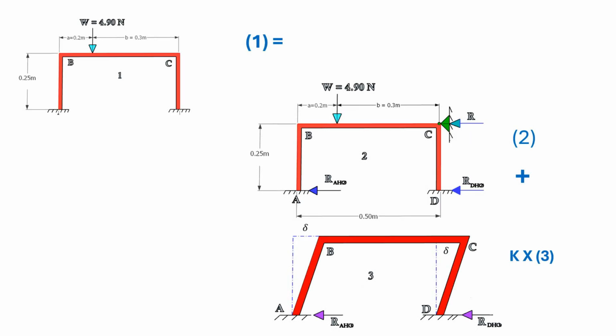Proceeding further, you can see that this problem is split into two parts. In the first, you arrest the sway at this location and perform non-sway analysis, and in the second part you perform the sway analysis by allowing a deflection delta. So delta is the deflection allowed. These two parts will be analyzed separately by the moment distribution method.